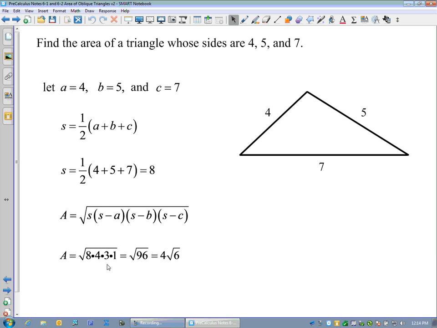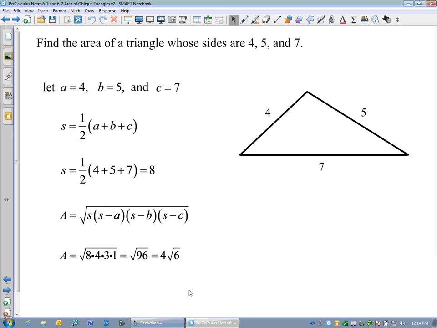So 8 times 4 times 3 is 96, so it's the square root of 96. 96 is 16 times 6, so this can be simplified to be 4 root 6. So the area is exactly equal to 4 root 6. Sometimes problems will ask for an exact area, and sometimes it will ask you to round it to the nearest tenth or hundredth or something to that effect.